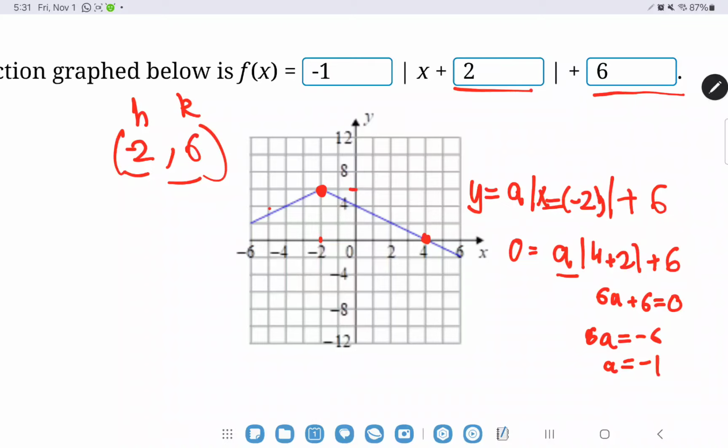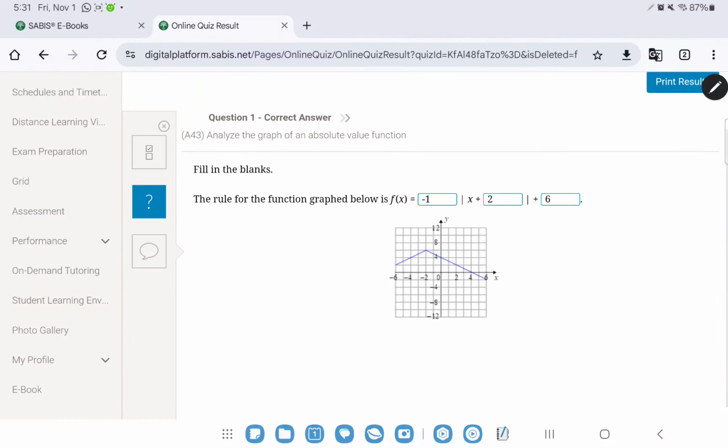So now we can go back to our original equation and substitute -1 for a, and this is our final equation. So y equals -1 times absolute value of x plus 2, plus 6, and that's it. Now let's move on to the next one.